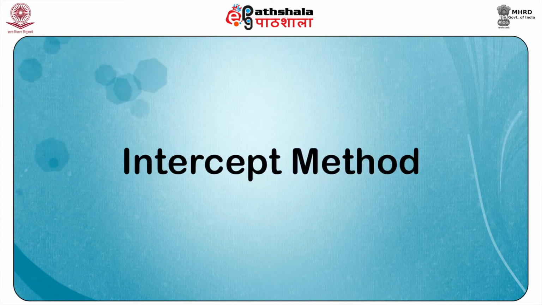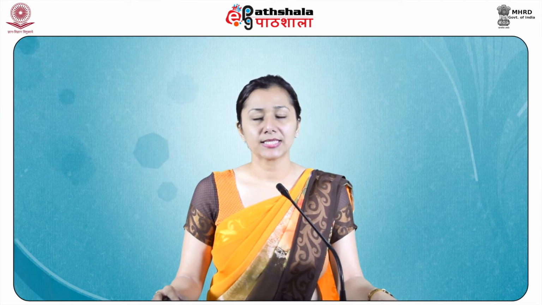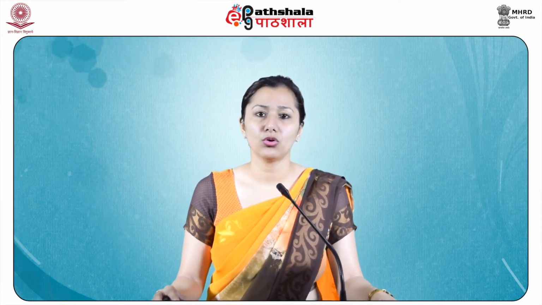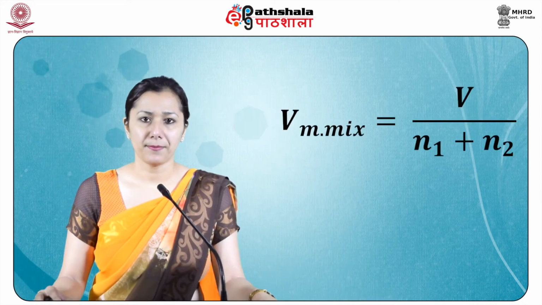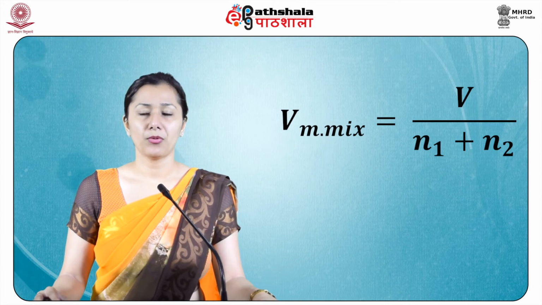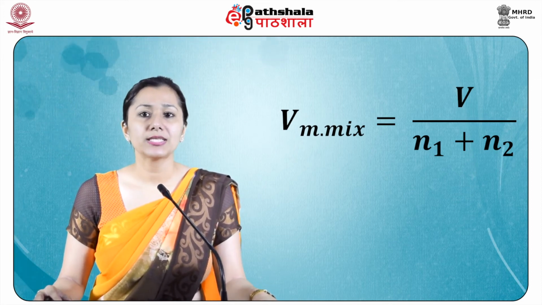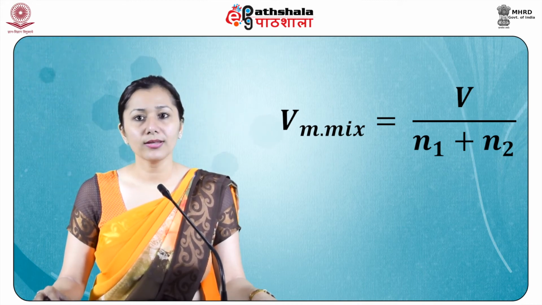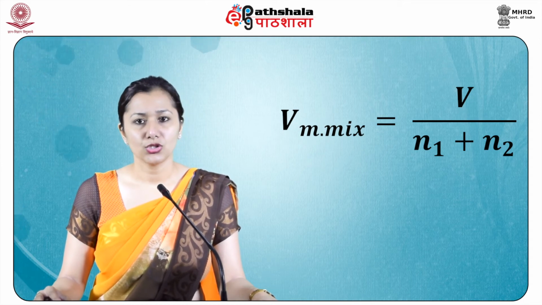Now we shall have a look at the intercept method. Assuming Vm mix to be the volume of the mixture consisting of a total of 1 mole of the two components, we can write it as Vm mix equals V upon N1 plus N2. In the above expression, V stands for the volume of the mixture consisting of the amounts N1 and N2 of the corresponding components 1 and 2.